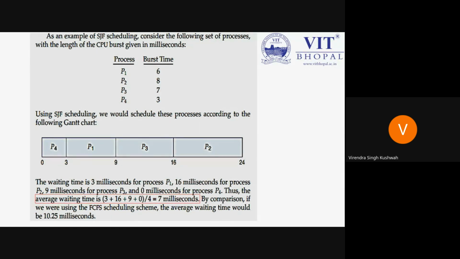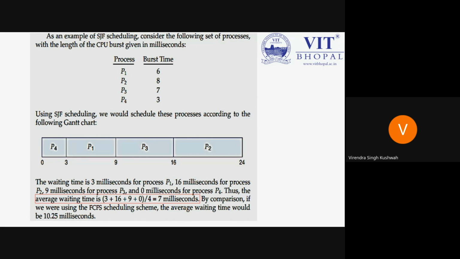You can notice in our example, a very clear example, process P1 has burst time 6, process P2 has 8, process P3 has 7, process P4 has 3. The order will be process P4, process P1, P3, P2. So the order is changed; it is not in the sequential order as we noticed in FCFS. The burst times are P3 is 7, P2 8, P1 6, and P4 3.